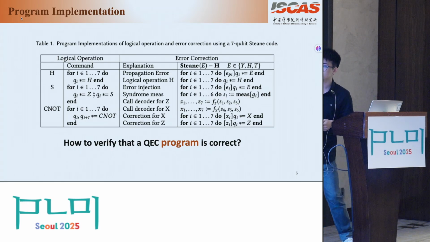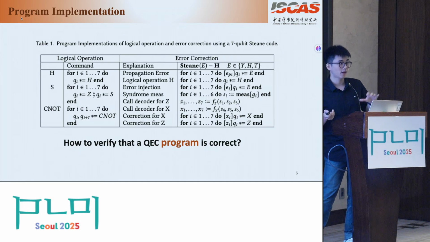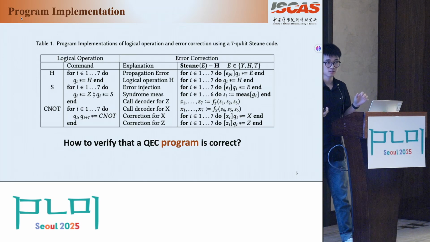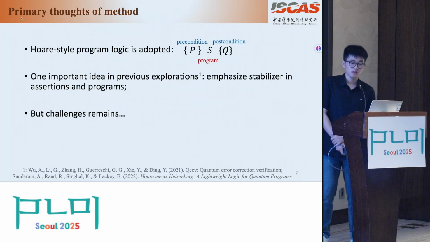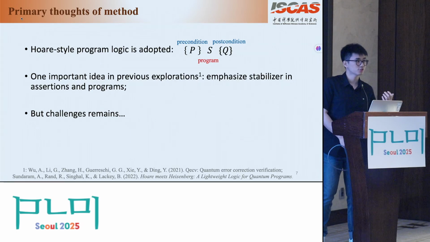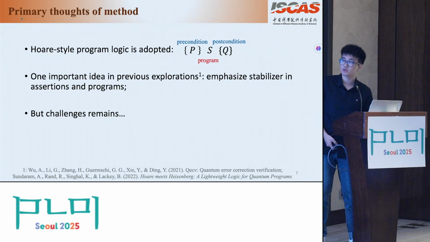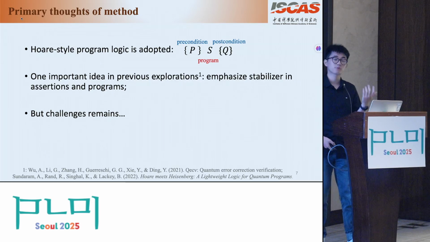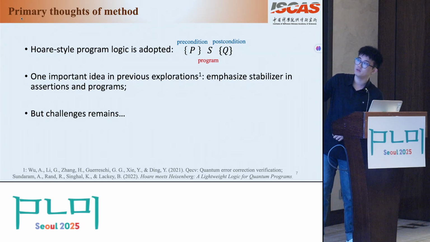Okay, so the critical problem is how to verify that a QEC protocol has been correctly implemented following this program implementation. There are indeed several approaches, like performing numerical simulations with tools such as STIM, or using other verification techniques such as symbolic execution and program logic. In this work, we apply Hoare-style program logic. To be explicit, we use the Hoare triple {P} S {Q}.